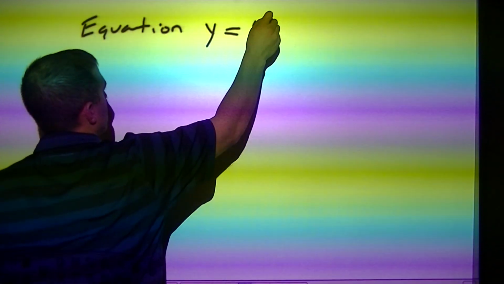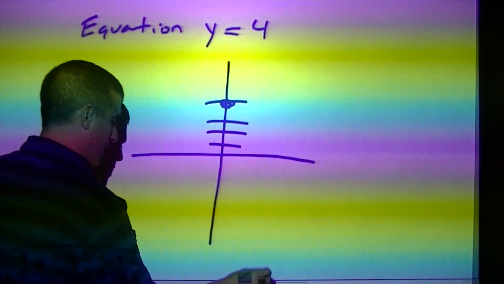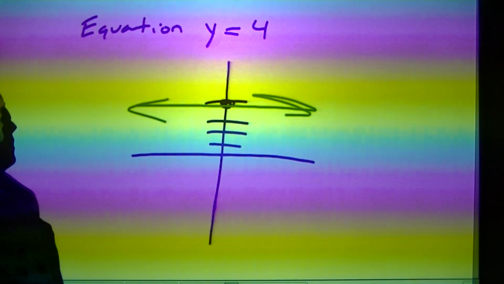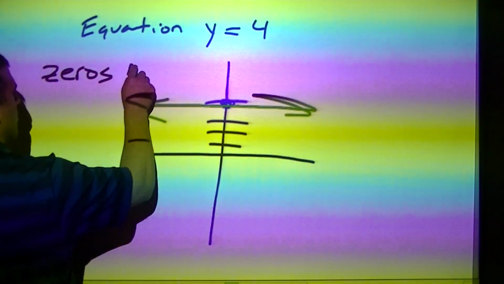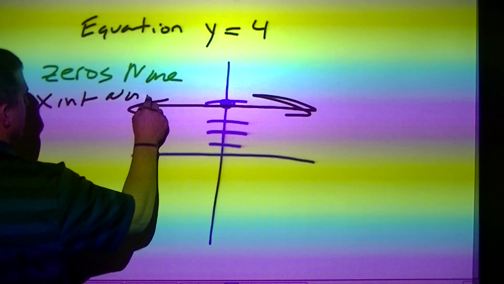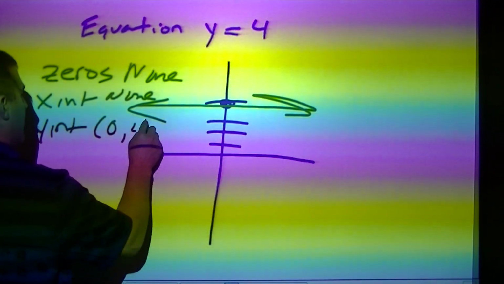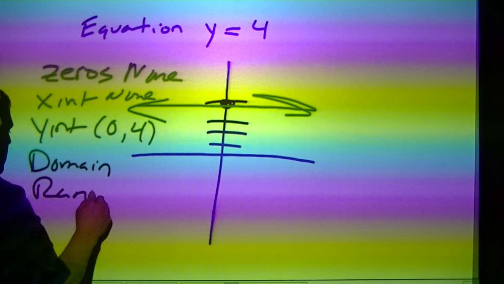Okay? And last one. Let's say my equation is y equals 4. Okay? 1, 2, 3, and 4. Okay? It's a horizontal line. So I look at my zeros. Does it cross the x-axis? No, none. Do I have an x-intercept? No, I do not. Do I have a y-intercept? Yep, 0, 4 is my y-intercept. My domain, my range.